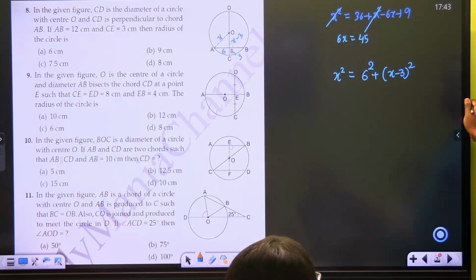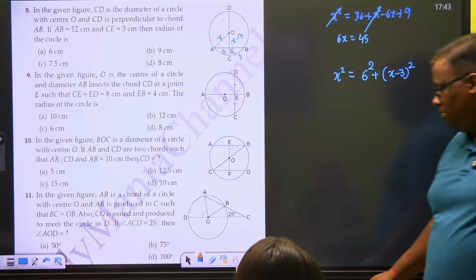Next, you can scribble. Don't give up. These are MCQs. Number 9. And this time I'll not open my mouth. Chup, poora.